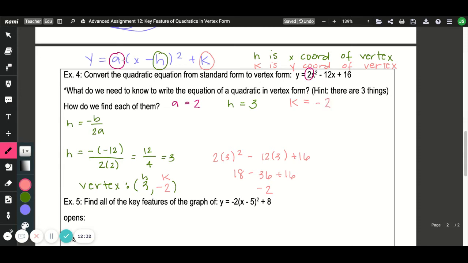So we have all 3 of those things that we need now. We found a, we found h, we found k. We can substitute them back into the equation to come up with the vertex form. So y equals a is 2 times x minus h is 3, squared plus k is negative 2. So I'm going to change that to minus.